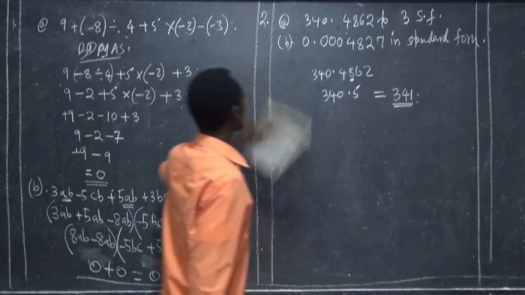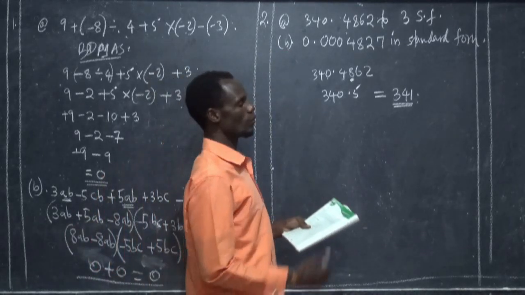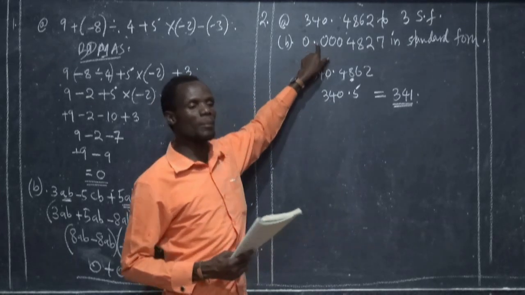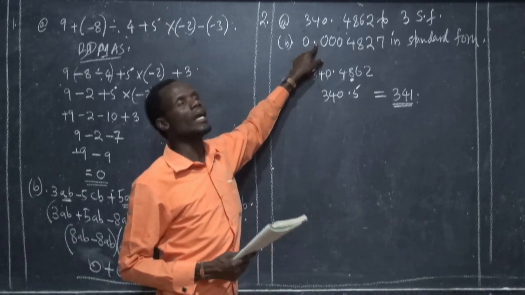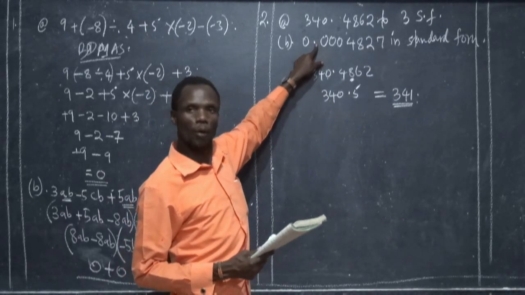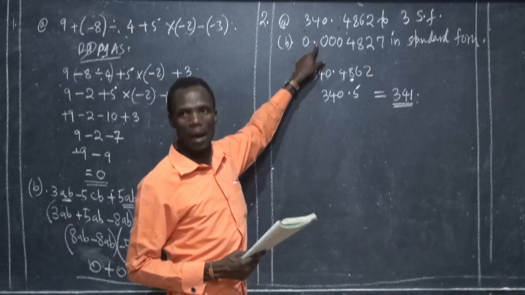But when you talk about B, to write in standard form, the decimal point should be placed in order to find that on the left hand side of that point there is a whole number.